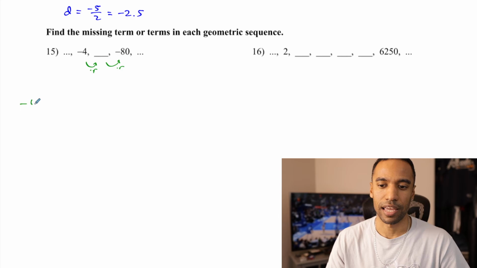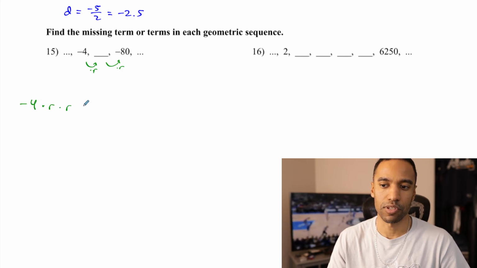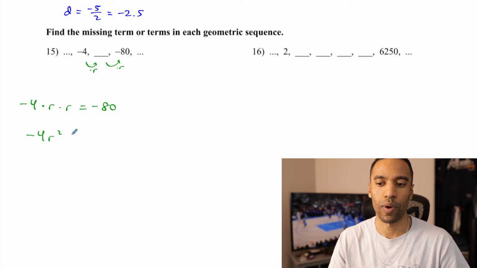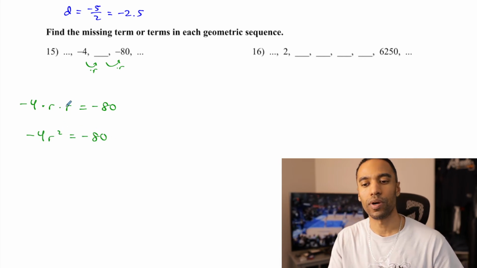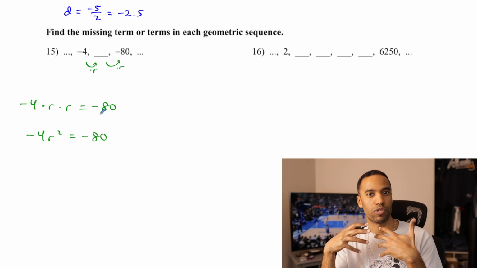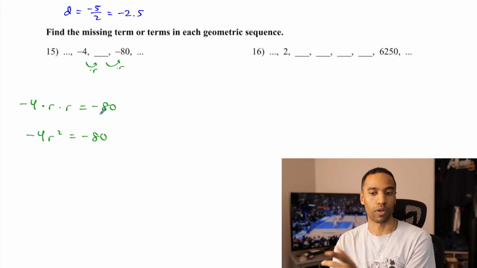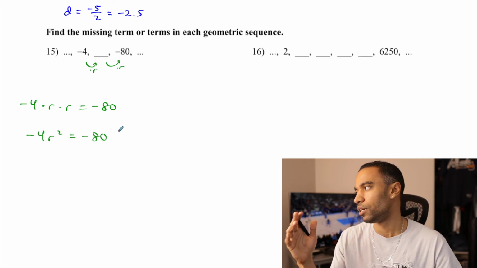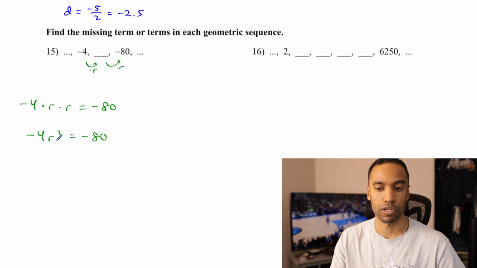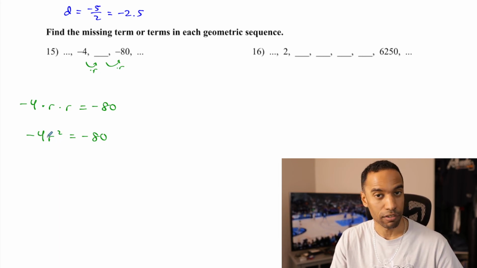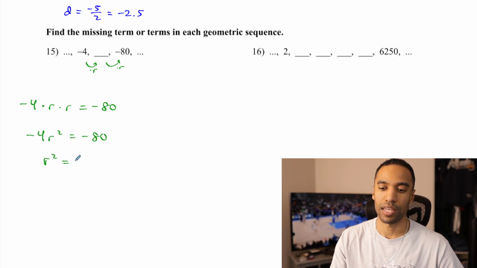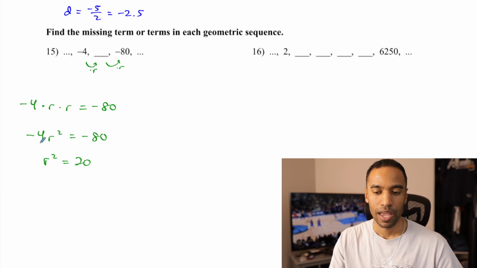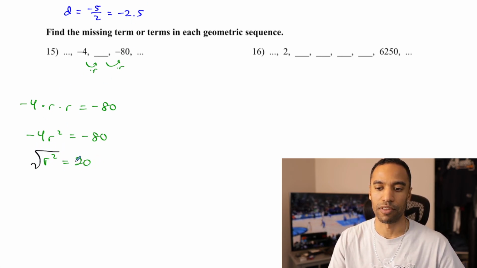That means that negative 4 times r is negative 80. Or that's negative 4r squared is negative 80. So this one, we're going to solve by using roots, not by division. Well, there's one division right here. Not through a subtraction and division, but by division and roots. We're going to use a square root here after we divide by negative 4. So r squared equals, if we divide both sides by negative 4, we get r squared equals positive 20. And then we take the square root of both sides to solve this.